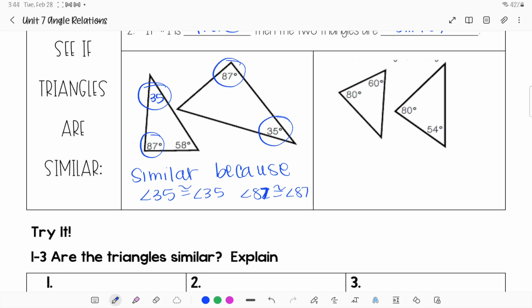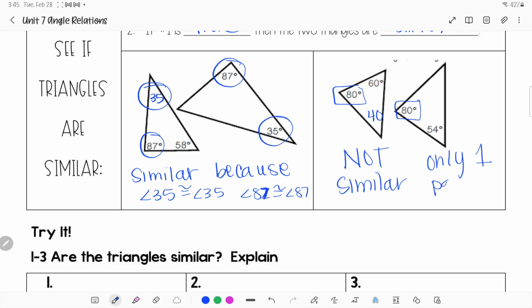So on our next one, again, we have 80, we have 60, so that's 140, which means this angle right here is 40 degrees. So if you look at this one, these angles correspond, but I only have one set of angles that correspond. So this one would be not similar. We only have one pair of corresponding angles. And that's that 80 equals 80. That's the only one that corresponds. The other ones don't correspond.